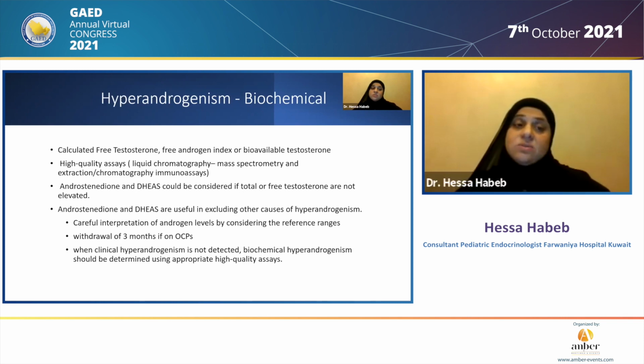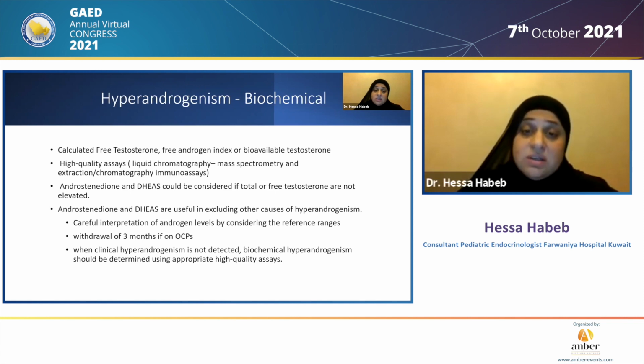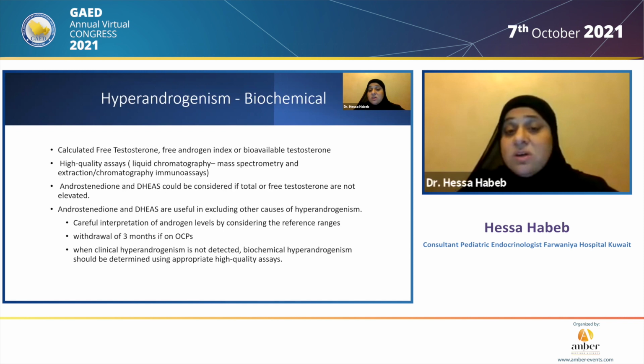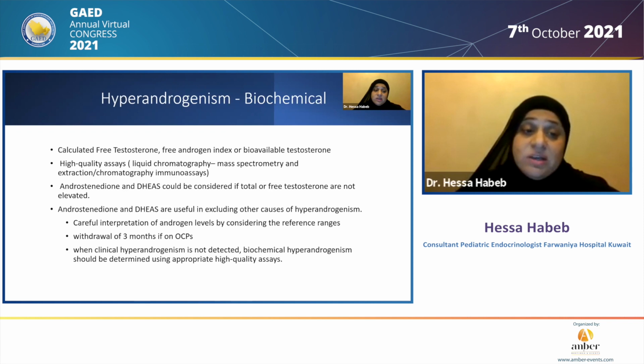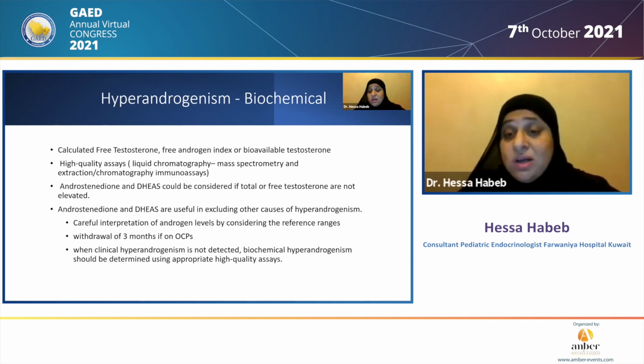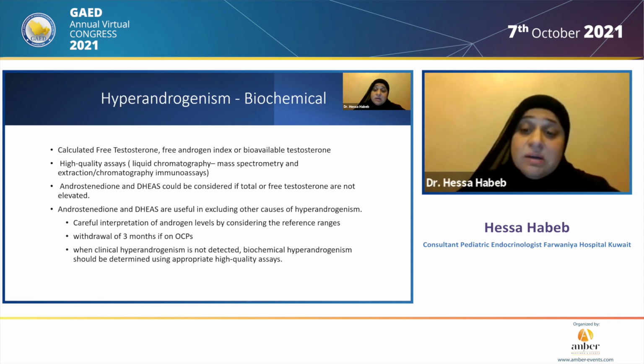The other criterion to identify adolescents with polycystic ovary syndrome is biochemical evidence of hyperandrogenism by using calculated free testosterone, free androgen index, or bioavailable testosterone, and preferably using high quality assays, liquid chromatography or mass spectrometry. We can also check androstenedione and dehydroepiandrosterone sulfate if total or free testosterone levels are not elevated. As was clearly mentioned by Dr. Asma in the previous lecture, androstenedione and dehydroepiandrosterone are useful to exclude other causes of hyperandrogenism, especially adrenal causes.